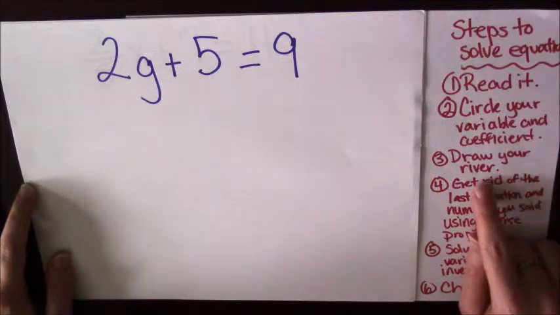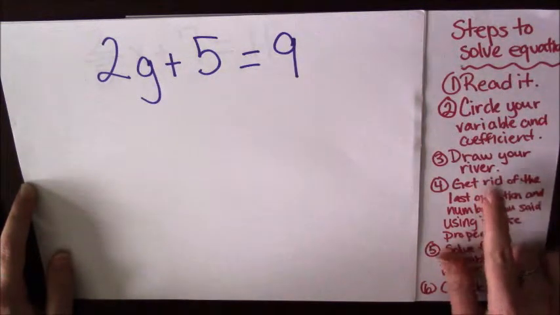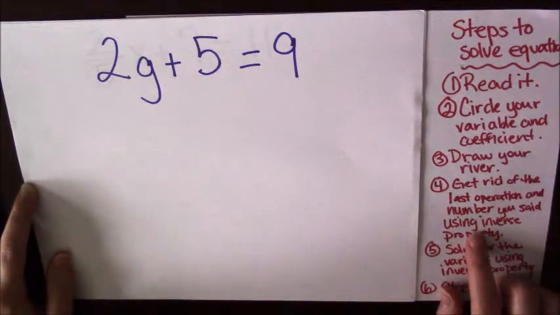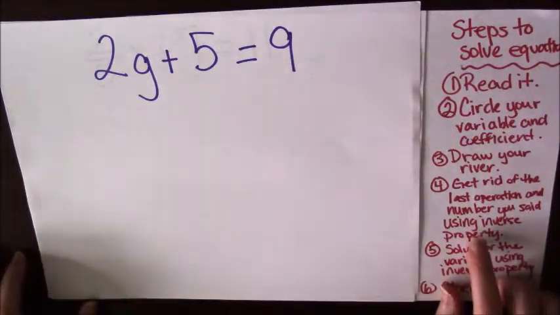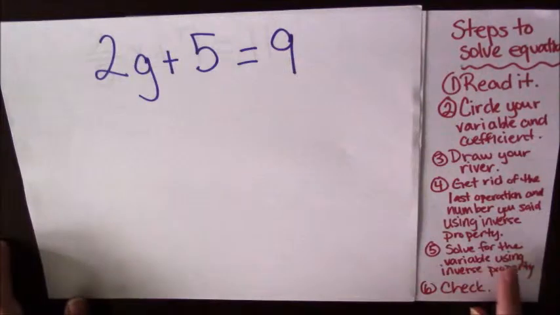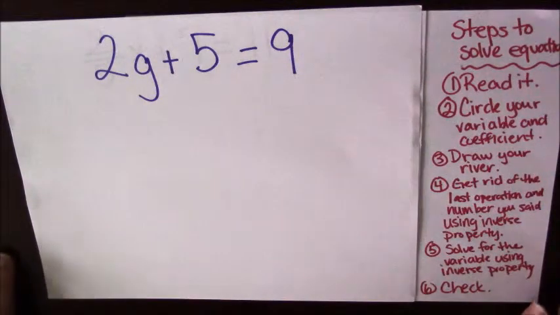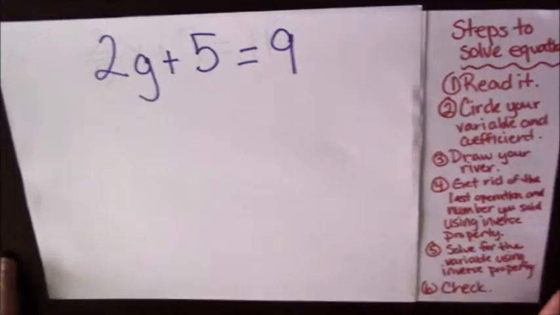Then we're going to draw something called the river. The river is going to help us split the equation so that we can make sure we keep things equal on both sides and keep it balanced. Then we're going to get rid of the last operation and number that we said using the inverse property, and then we're going to solve for the variable using the inverse property and check. So let's go through the steps.